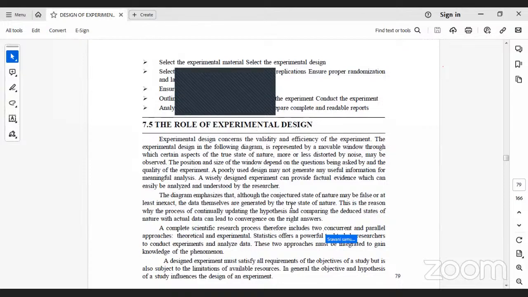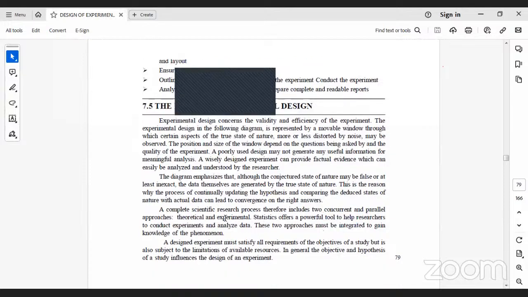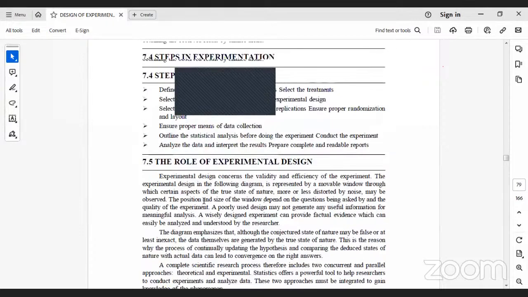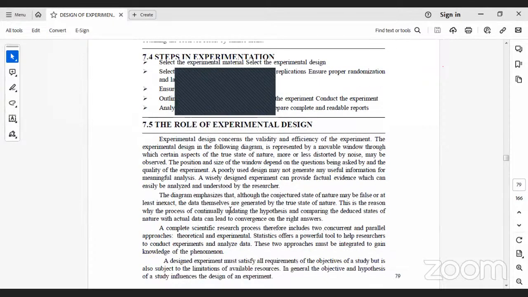The role of experimental design. In the exam, if they ask about the role of experimental design, you have to write all of these points.